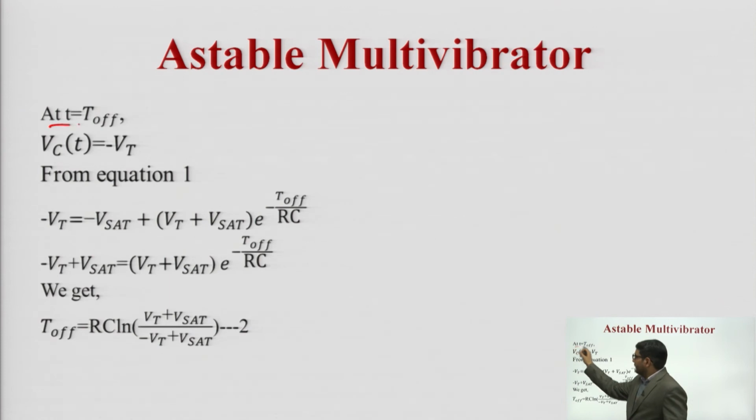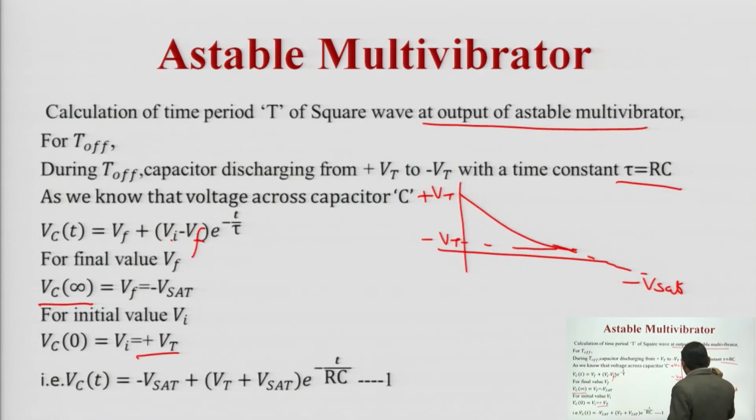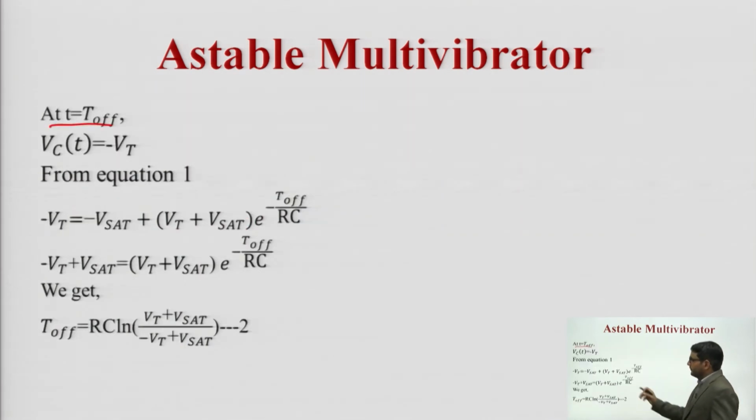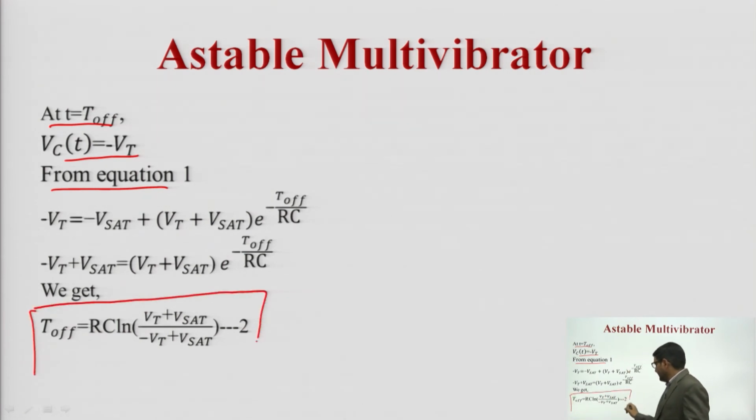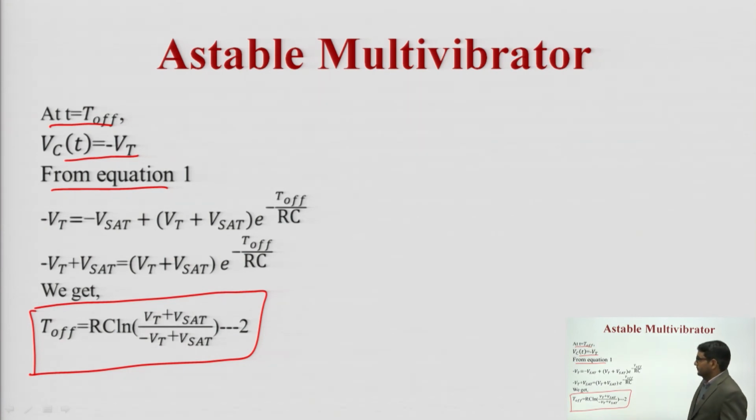At t equal to t off, we consider Vct equal to minus Vt. From equation 1 we put the value, and t becomes t off. If you calculate this, we get t off equal to Rc ln of (Vt plus Vset) divided by (minus Vt plus Vset). This is equation 2.